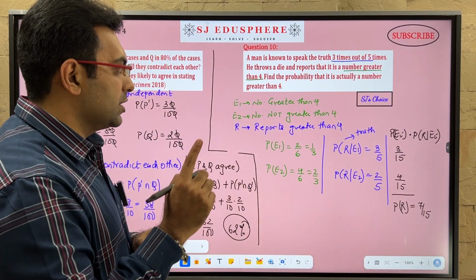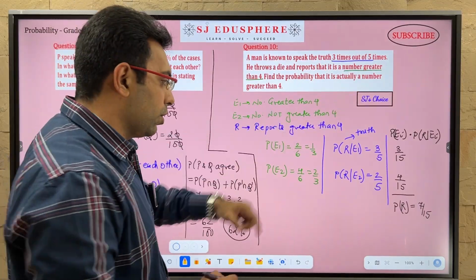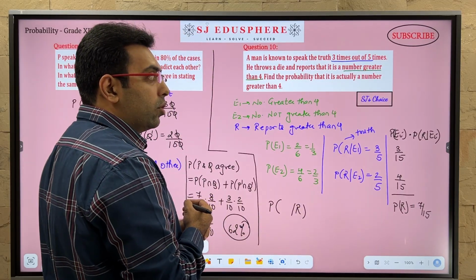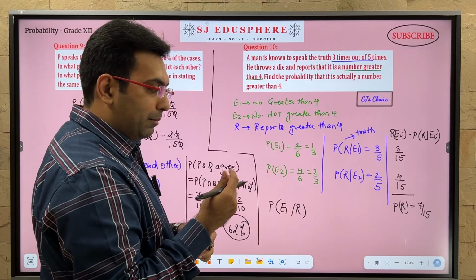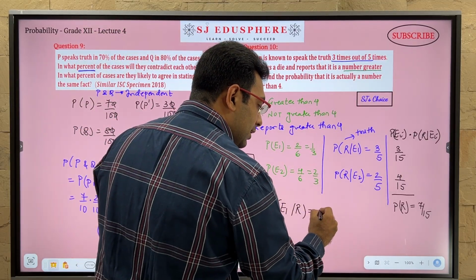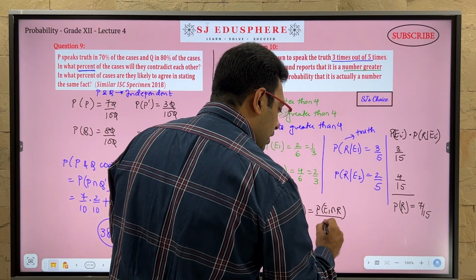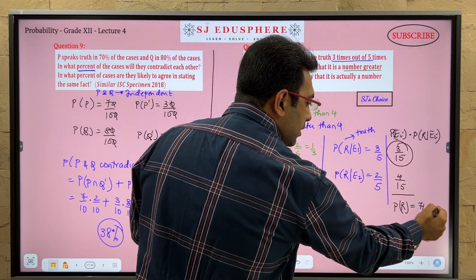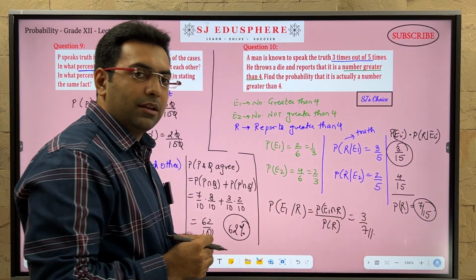What did my question say? He throws a die and reports it is greater than 4. That means if it is reported greater than 4, what is the chance it is actually greater than 4? That means when he is telling you the answer, is it true or false? That is E1 intersection R upon R. That means the numerator, the first answer, divided by the final answer, that is 3 upon 7.